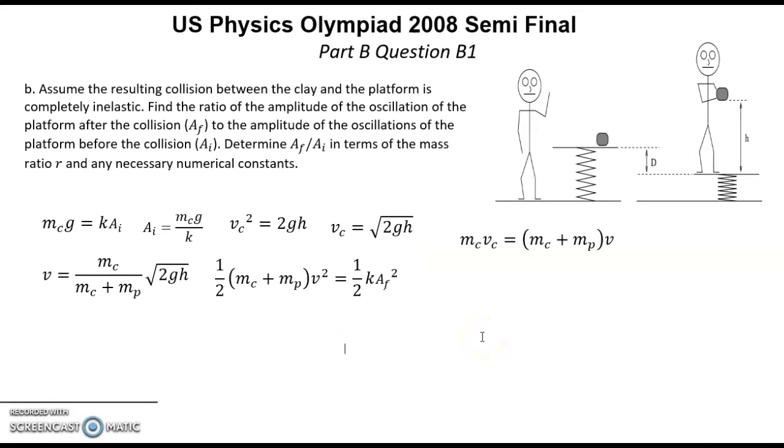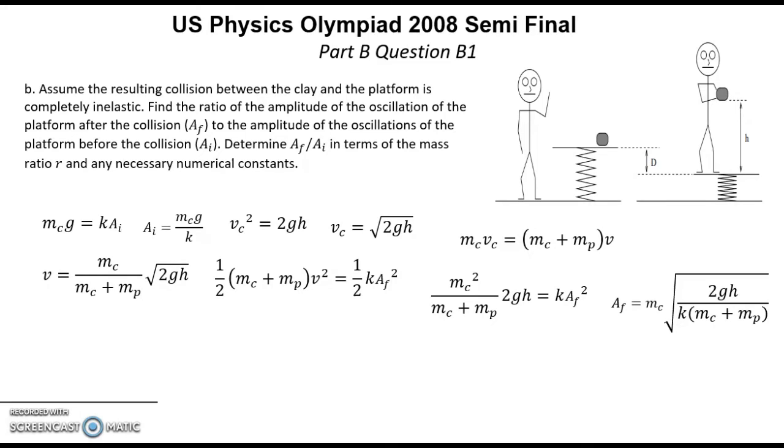This is our kinetic energy going to potential energy for the spring with the new amplitude Af. Now we can count what is the new amplitude. We have this expression, and the amplitude will be this one. Now we can count the relation between the final and initial amplitude. So we have to divide this expression by this expression, and we will get this formula.